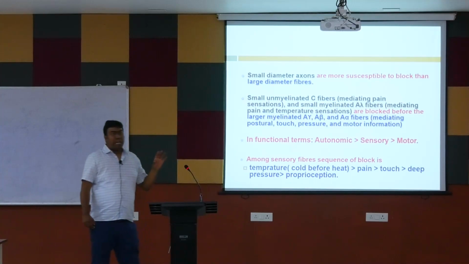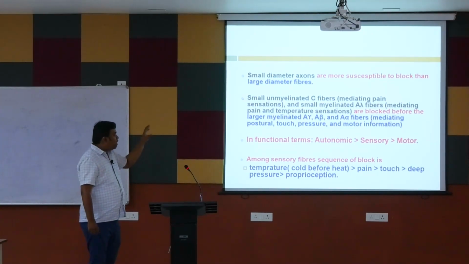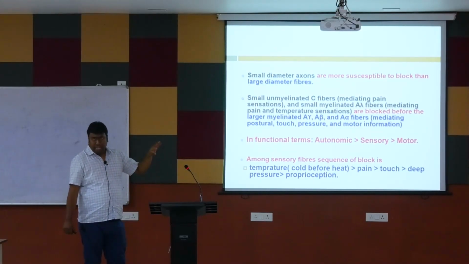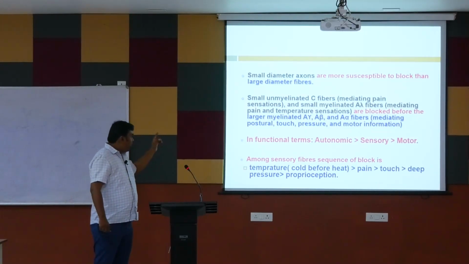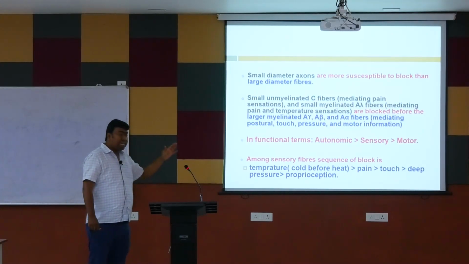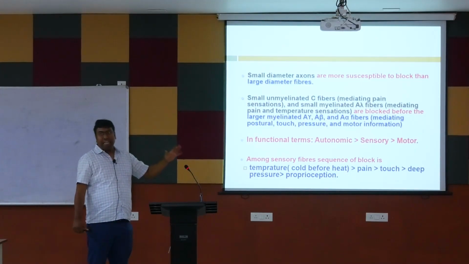Now, depending upon the diameter, which fibers are more susceptible? Small diameter fibers are more susceptible to the local anesthetic than the larger diameter ones. In functional terms, autonomic is affected earliest, followed by sensory and motor.